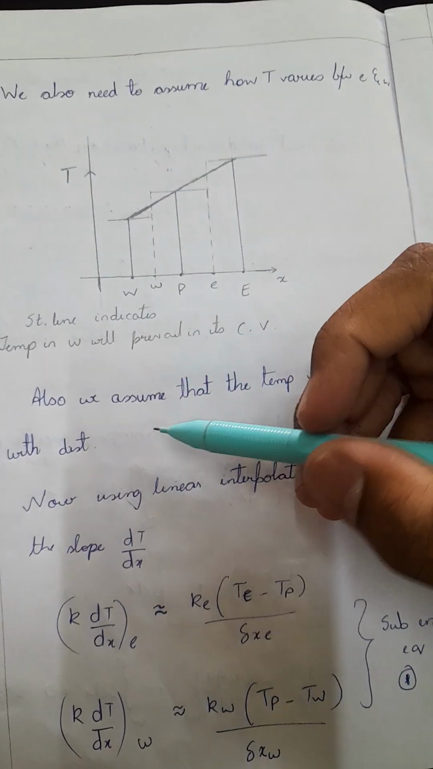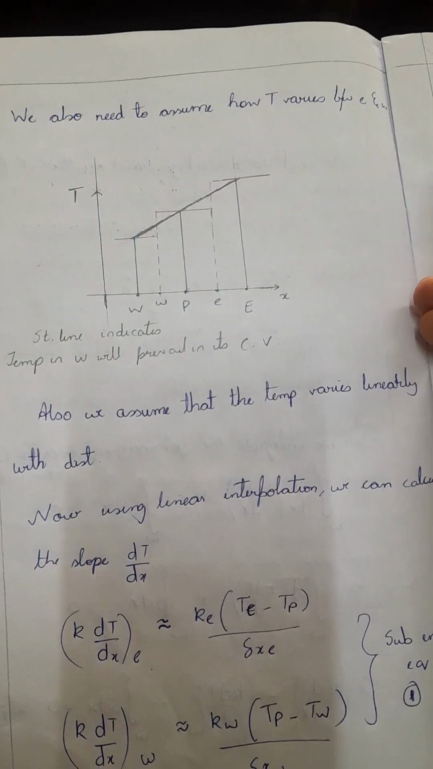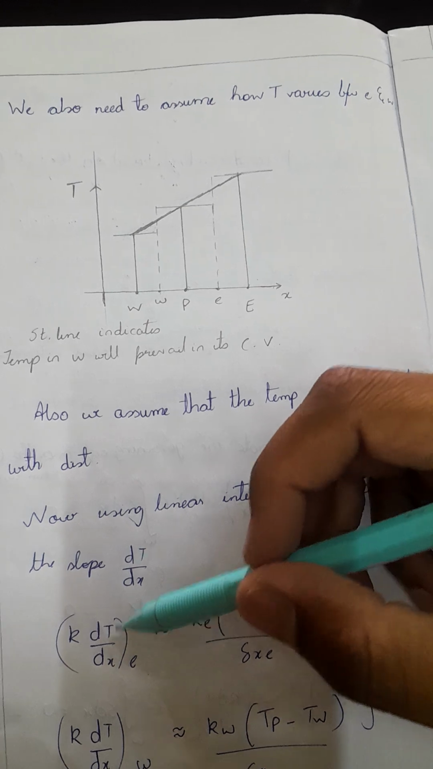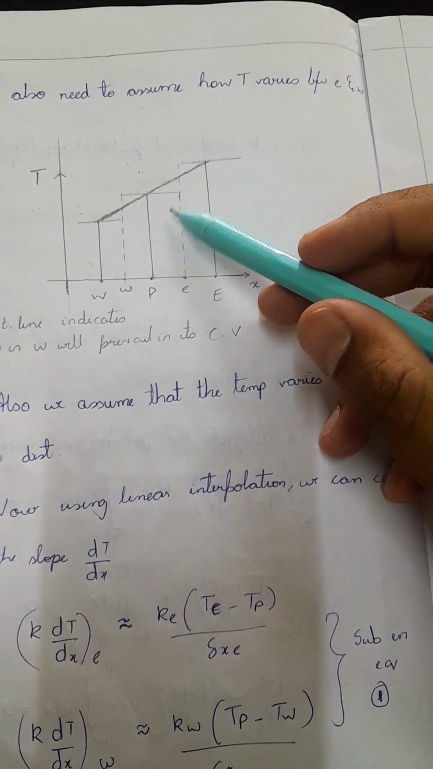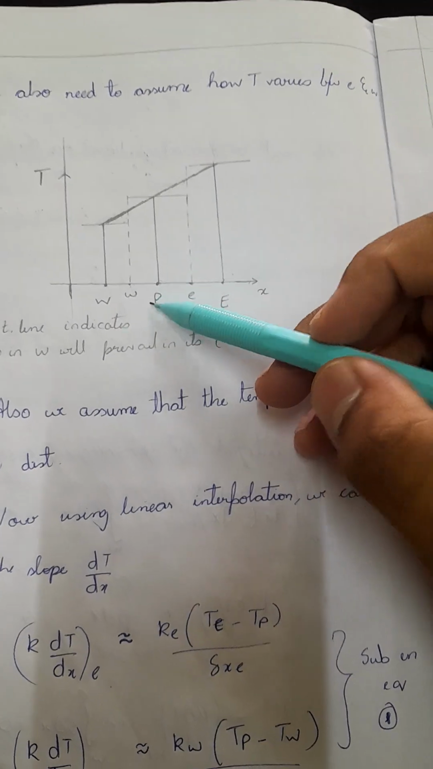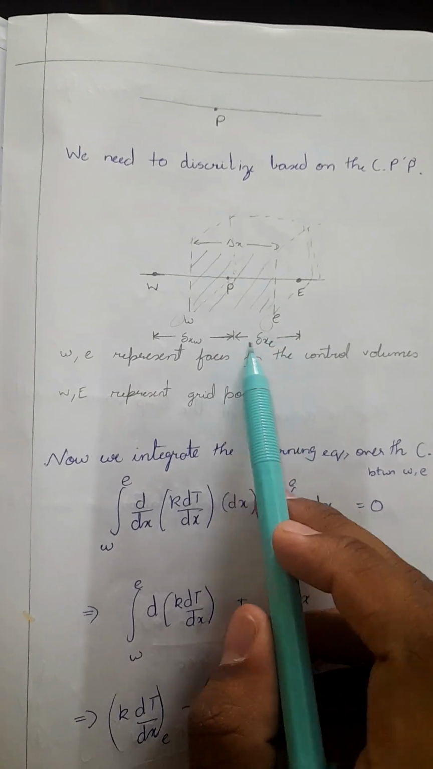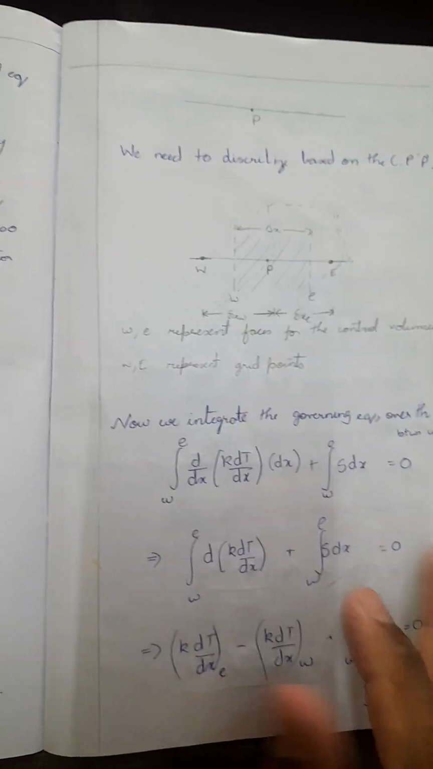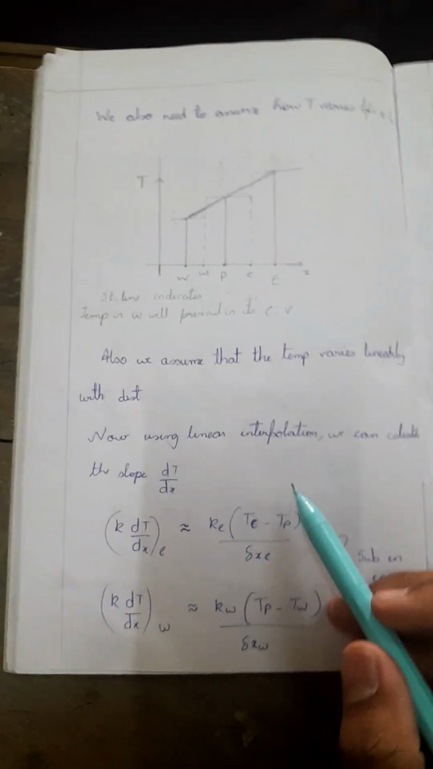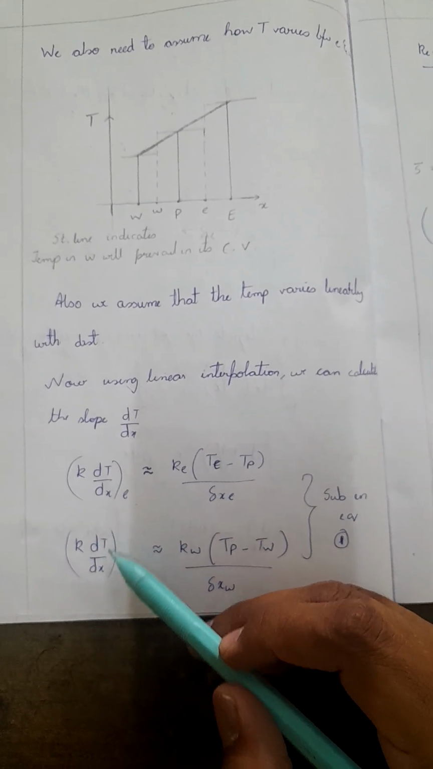This is the assumption we make. Now we can write k dT by dx at e as nothing but the slope, because this represents the slope. We have k at e times the change in temperature by thickness, that is Te minus Tp by delta Xe. It's the same thickness shown here, delta Xe between P and E, and delta Xw stands between W and P. So we get this equation here, and the same for k dT by dx at w.